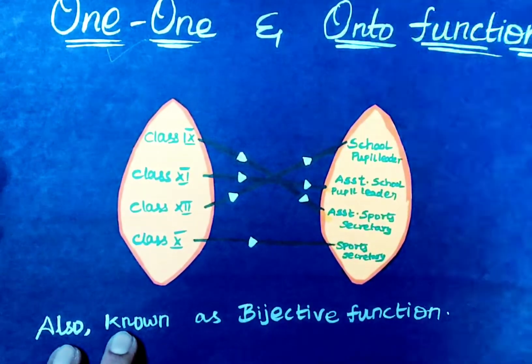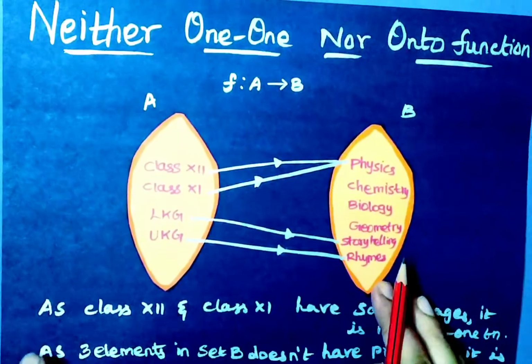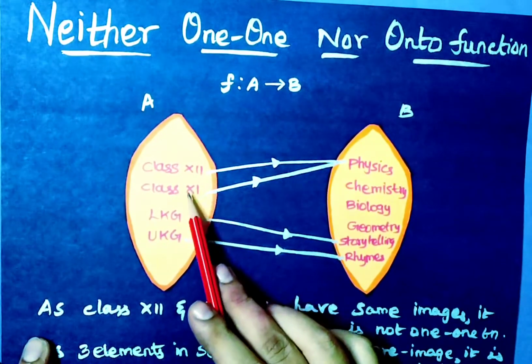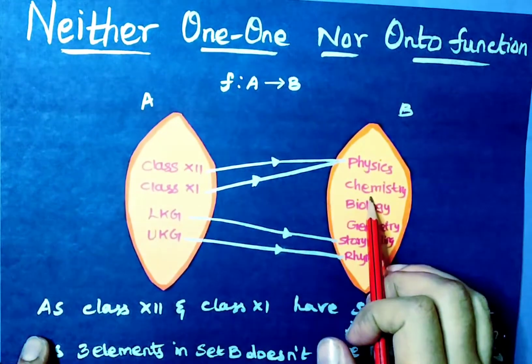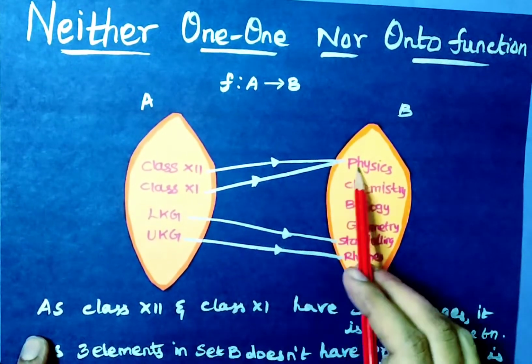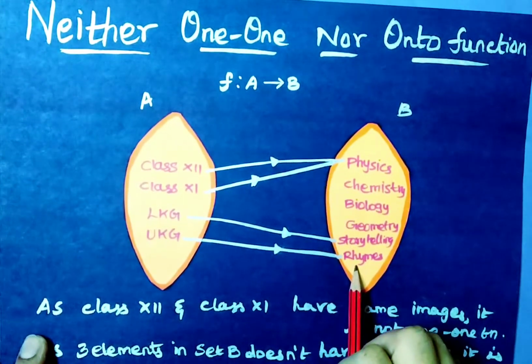Can any function be neither 1 to 1 nor onto? Yeah, that is also possible. We have a function from A to B. From A, we have the classes, and from set B, we have the subjects. For classes 12 and 11, we have physics, and for LKG and UKG, we have storytelling and rhymes.